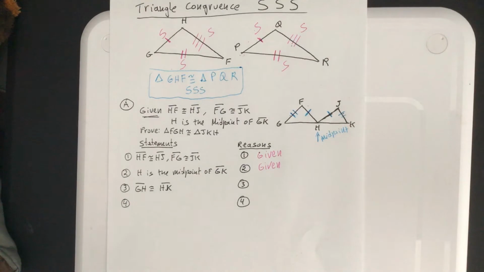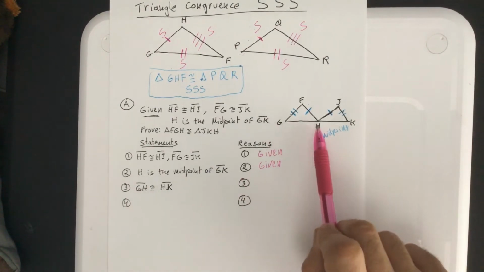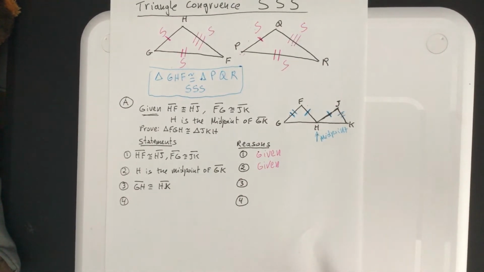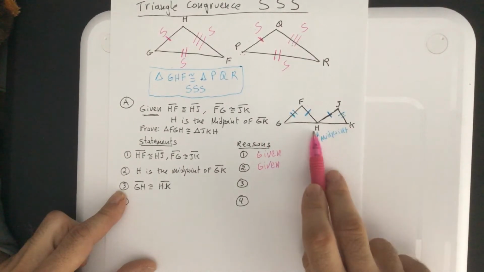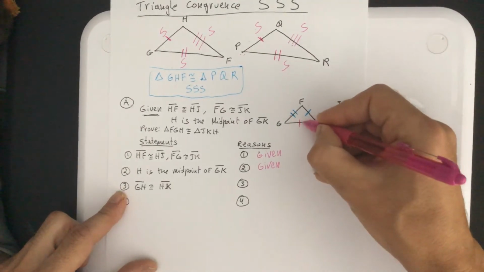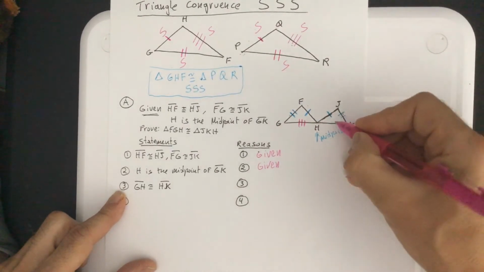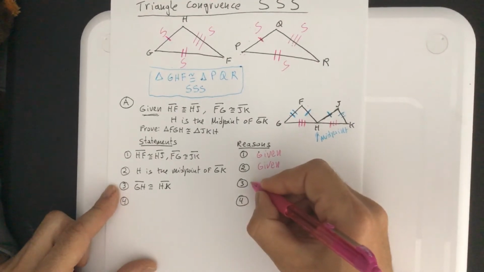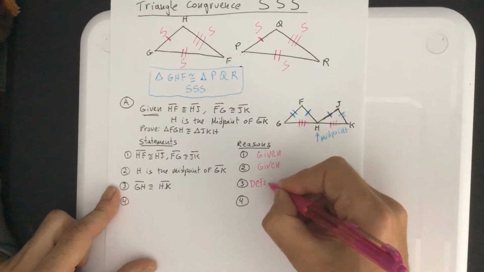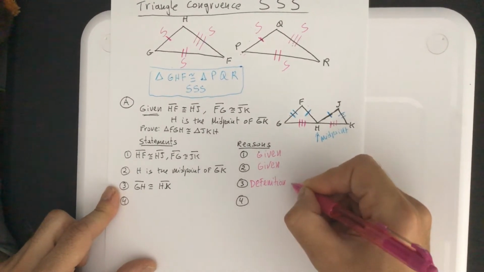Now the next one over here, they're telling you that GH is congruent to HK. So this is congruent to that. What is the reason? Well, it's not given. The reason over here is definition of midpoint. Because if this is the midpoint of the whole thing here, that means this segment GH is going to be the same as this one, because that's the midpoint.